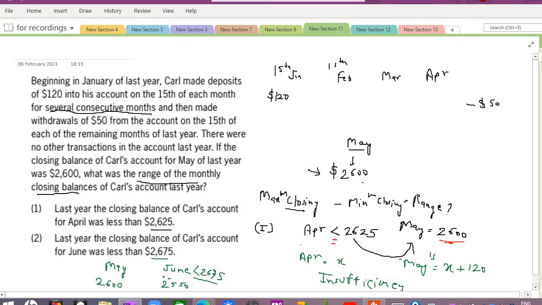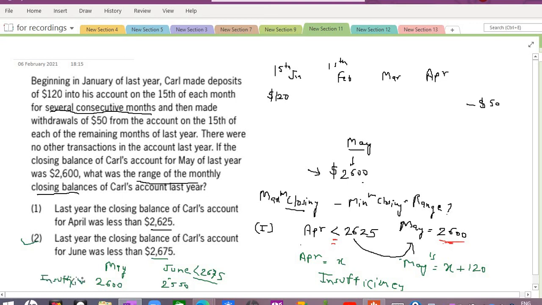Now don't consider the information that we got in statement 1, because we are not considering it as of now. We are just considering the information given in statement 2. Again, we don't know till what month he deposited and when he actually started withdrawing, even using statement 2 alone. So for the same reason as statement 1, this statement alone is insufficient.